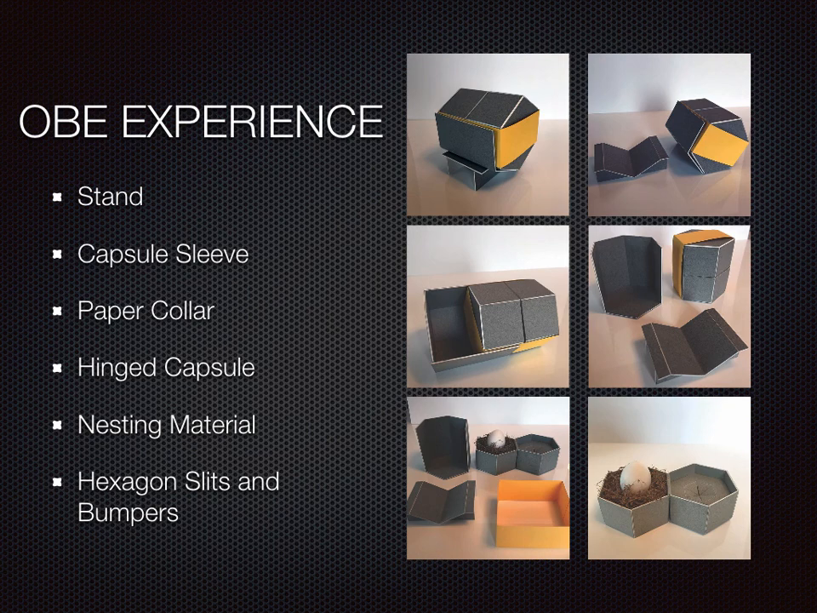With the OBE experience, here you can see a series of photos that take you through the steps of opening and accessing the egg. First, you have the stand, which holds the hexagon form on the horizontal. Without the stand, it could also be oriented vertically. Then you have the capsule sleeve. You can see this on the second image on the left, going down the left side. Next, you can remove the paper collar. This holds the hinged box together and prevents the egg from falling out too quickly.